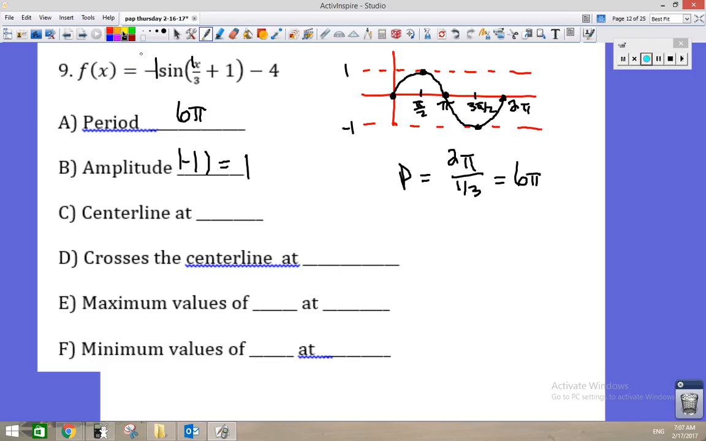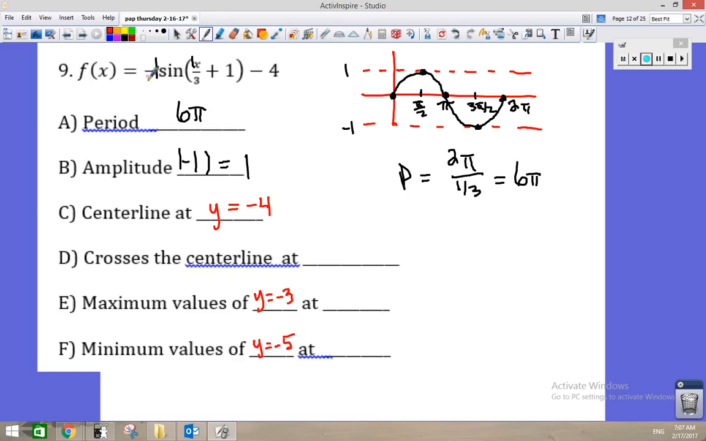Now, with this negative sign, it's not going to affect where it crosses the center line. Let's continue with the center line here. This is a vertical shift down 4 units, so my center line is going to be at y equals -4. Since my amplitude is 1, my maximum value is 1 unit above that center line. -4 plus 1 is -3. And 1 unit below this center line, -4 minus 1, is where the minimum is.